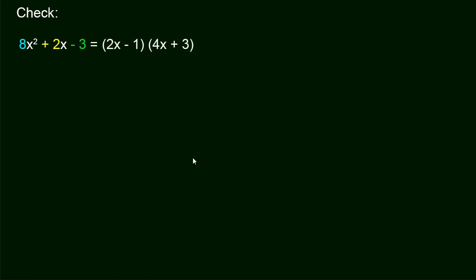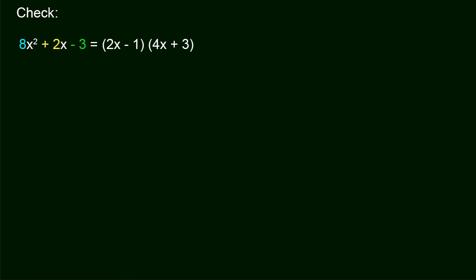Finally, we are going to check if 8x squared plus 2x minus 3 actually does factor out to 2x minus 1 times 4x plus 3. Factoring is the inverse operation of multiplying two linear binomials. So I can check my work, or check if my factored form is correct, by multiplying these two linear expressions and seeing if I end up with 8x squared plus 2x minus 3.